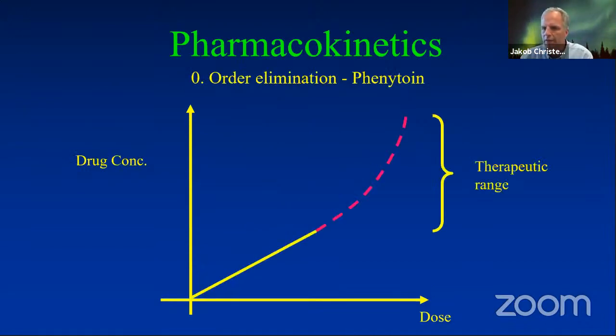However, for phenytoin, we have zero-order pharmacokinetics or zero-order elimination, meaning that once you increase the dose just a little bit in the therapeutic range, the concentration will increase disproportionately. So you will risk intoxication of the patient by just increasing the dose a little bit. So you have to bear that in mind, that within this therapeutic range, you will have zero-order elimination. So you overcome the body's ability to actually excrete phenytoin.